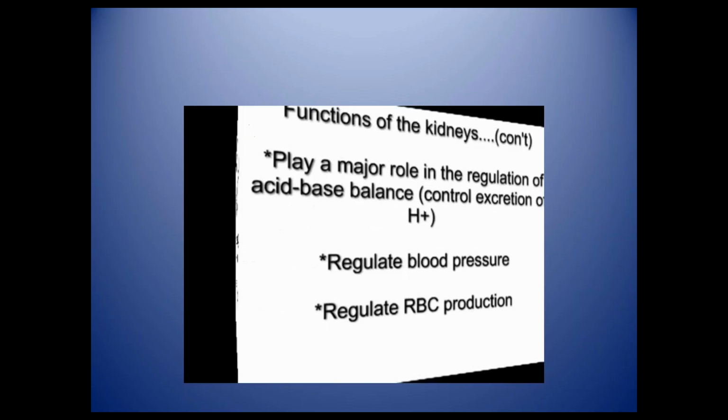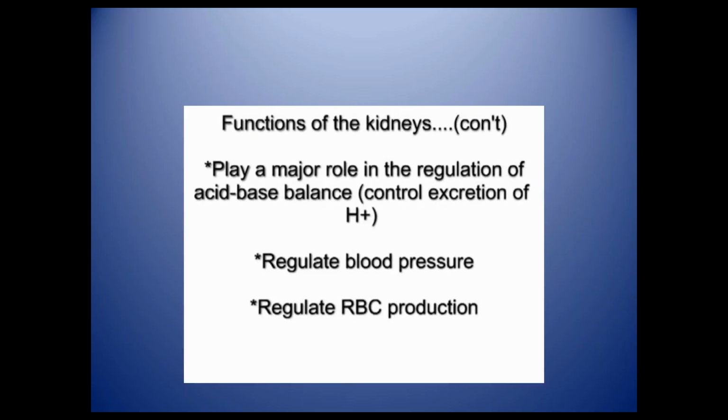The kidneys play a major role in the regulation of acid-base balance. Again, they control how many hydrogen ions leave in the urine or get held onto in the blood. So if we hold on to hydrogen ions, we're holding on to acids, we're going to make the blood more acidic. If we let go of all those hydrogen ions, we're losing hydrogen ions, then the blood's going to become more alkaline.